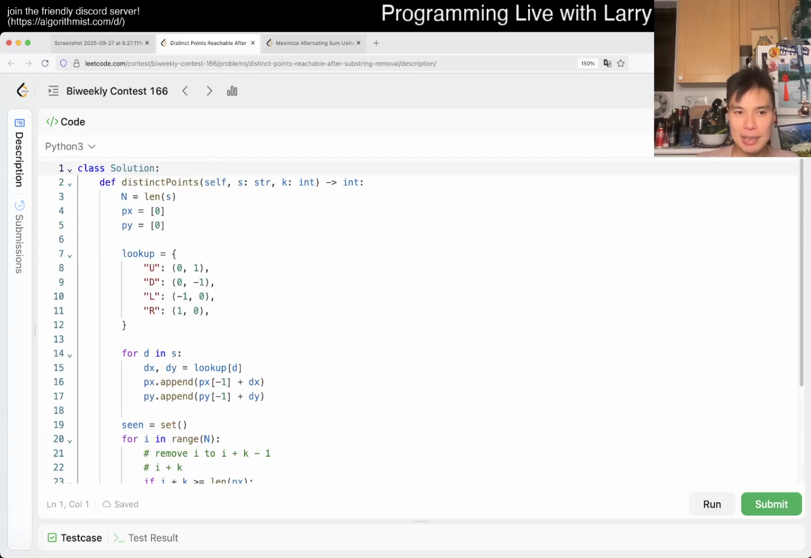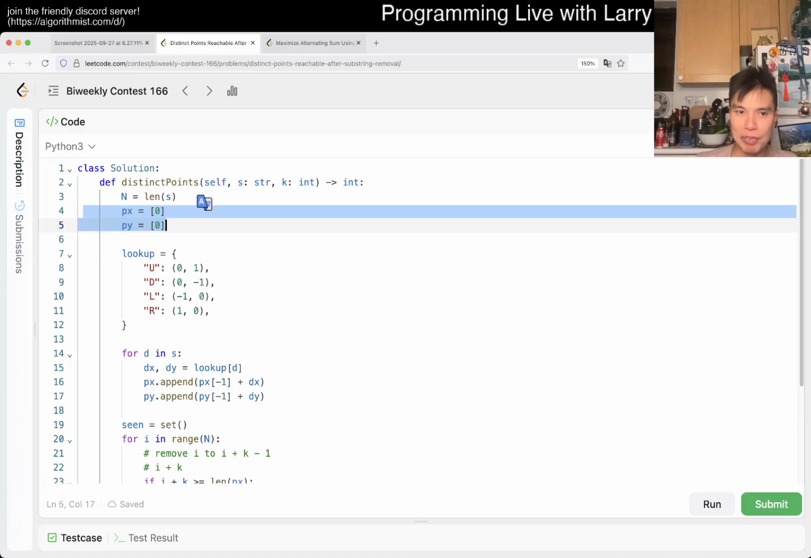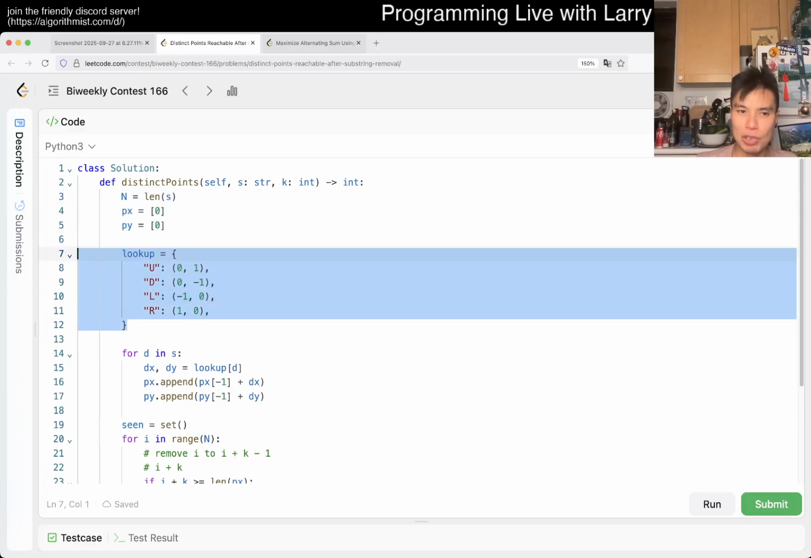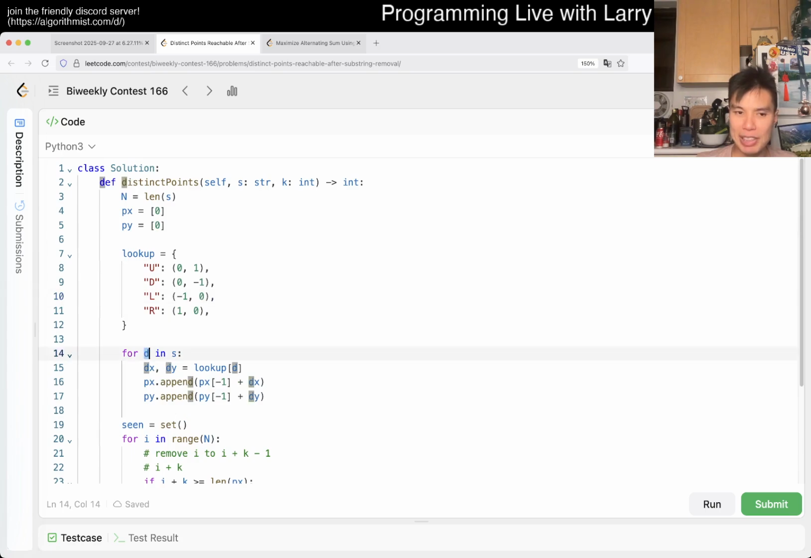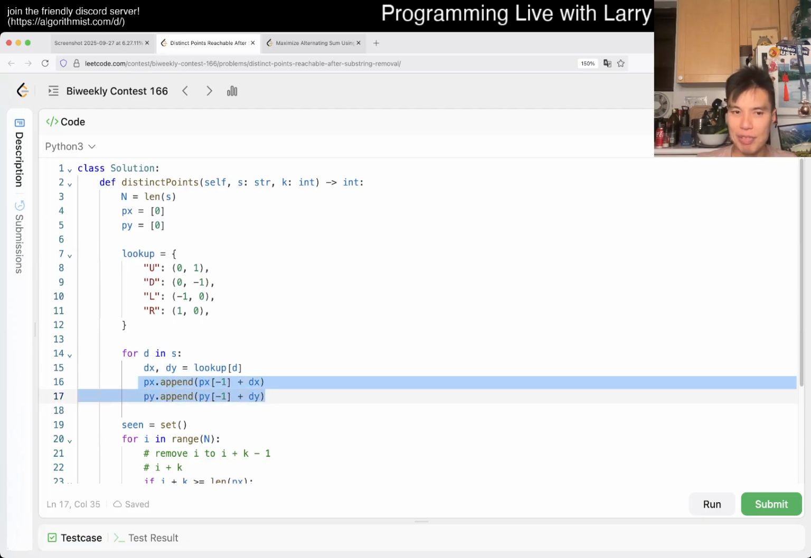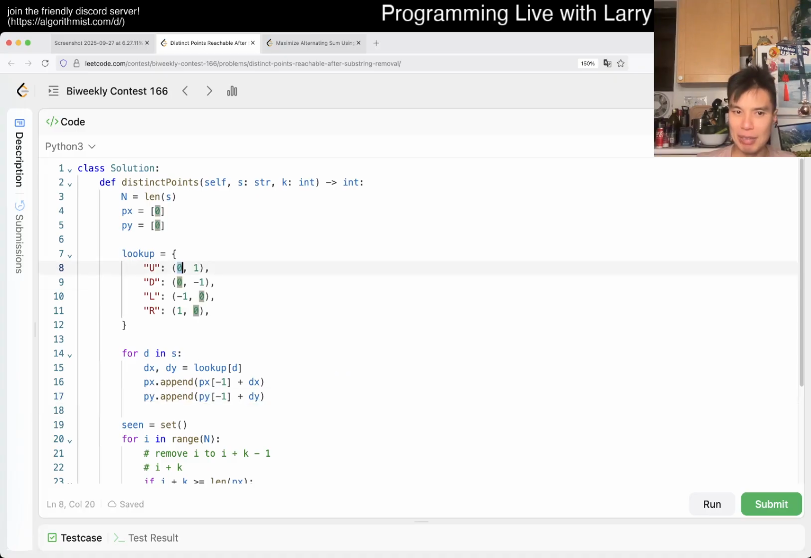So going to my code, that's basically what I did. I did prefix sum of X, prefix sum of Y. I wrote the lookup for up, down, left, right. For each direction in the input string, I look up the dx, dy, which is from here, right? And then I just do prefix sum of X, prefix sum of Y. And as I said, on the X dimension, for example, you have 0, 0, -1, and 1. And the same for the Y dimension.